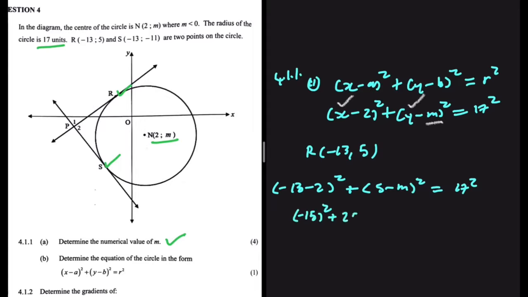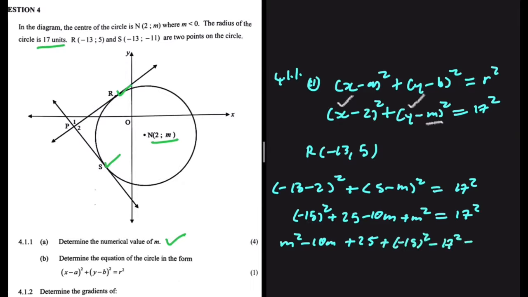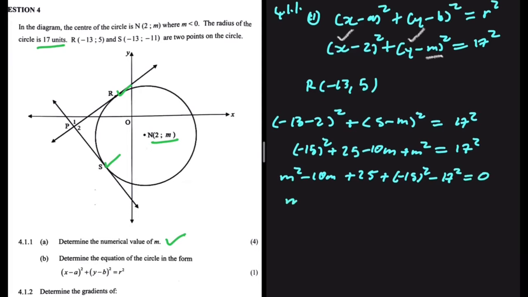5 times 5 is 25. 5 multiplied by minus m is minus 5m. You multiply that by 2, you get minus 10m. And then minus m multiplied by minus m is plus m squared. This is all equal to 17 squared. So we're going to have m squared minus 10m plus 25 plus minus 15 squared minus 17 squared being equal to 0. So we're going to have m squared minus 10m minus 39 being equal to 0.